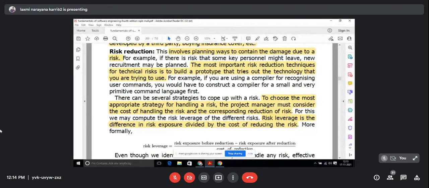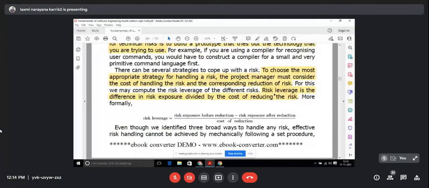So you have to design a prototype such that the project strategy for handling the risk, and the project manager must consider the cost of handling the risk and the corresponding reduction of it. So the prototype should work in three ways: for handling the risk, the cost of handling, and the corresponding reduction of the risk. You have to design that type of prototype.